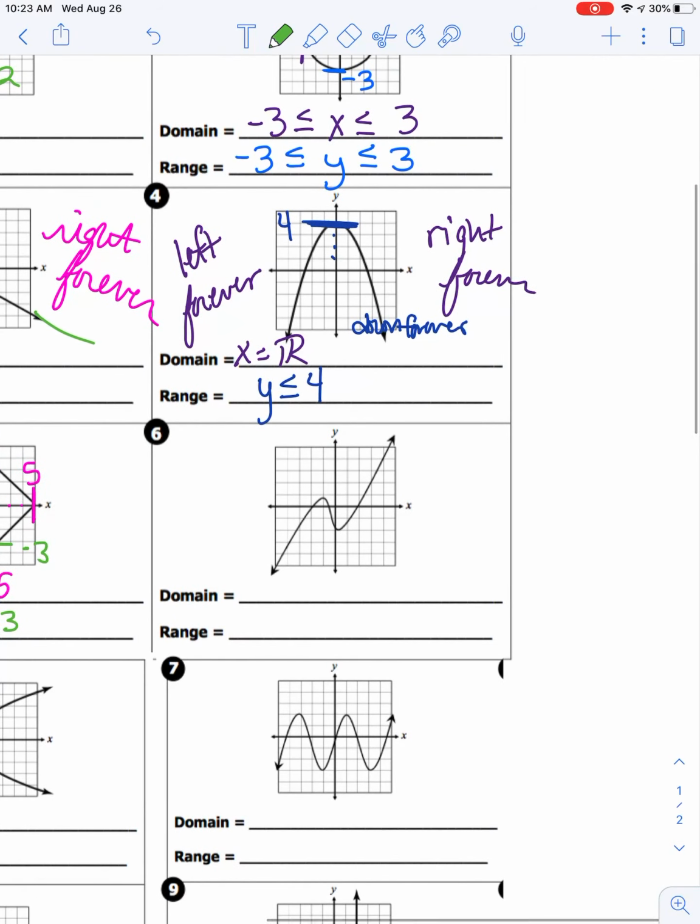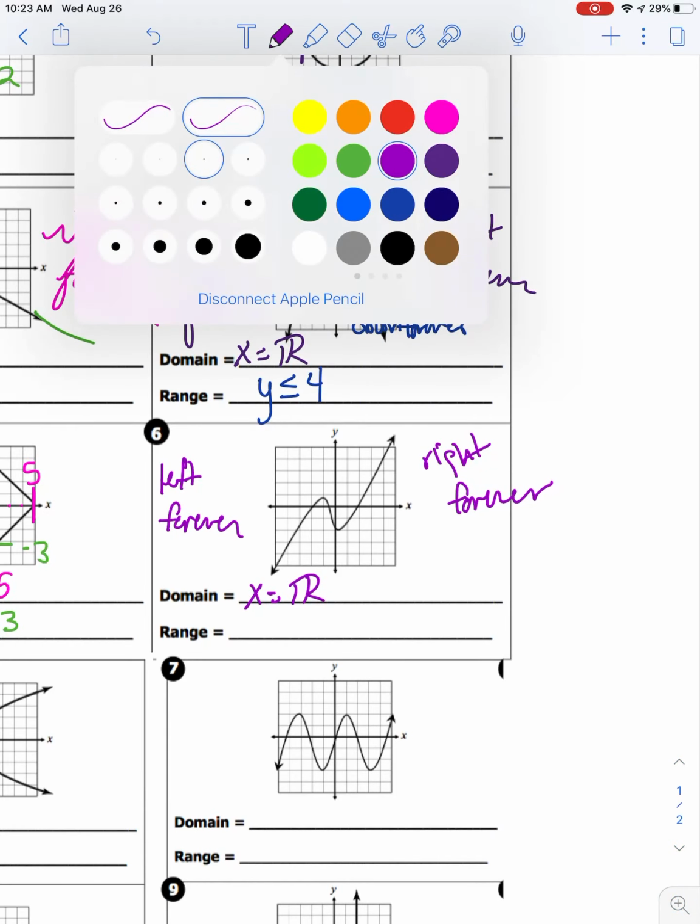And then number 6. So when I see number 6, let's check the left and right things. I'm going to notice that this arrowhead is pointing to the left forever, or negative infinity is another way to say it. And it's also pointing to the right forever. Well, since it's pointing to the left and to the right forever, x is all real numbers.